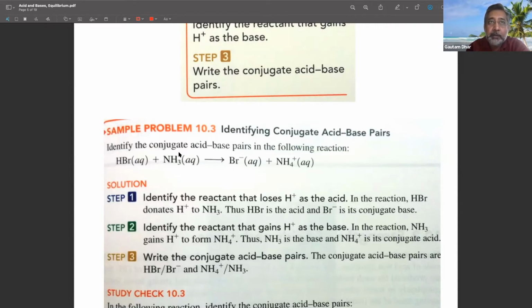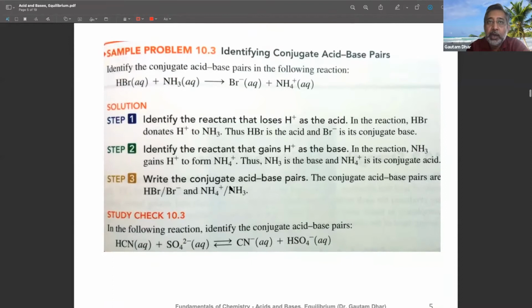Likewise, if you look at ammonia and ammonium ion, they're related by transfer of H+. So ammonium ion is formed by acceptance of H+, and if ammonium ion loses H+ ion, it will give back ammonia. So these are pairs. The acid part is the ammonium ion, and the base part is the ammonia. Okay, so we write it like this: ammonium / ammonia.